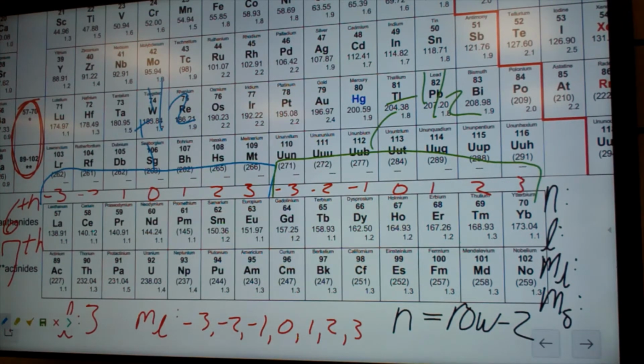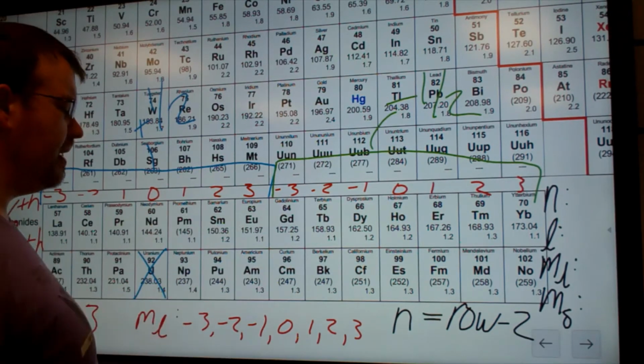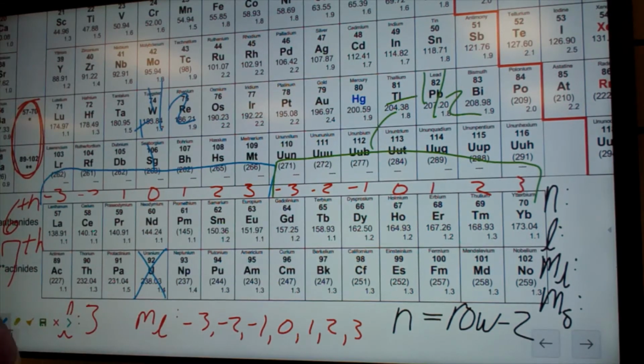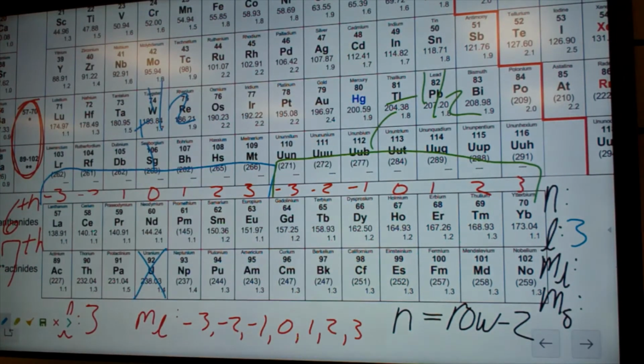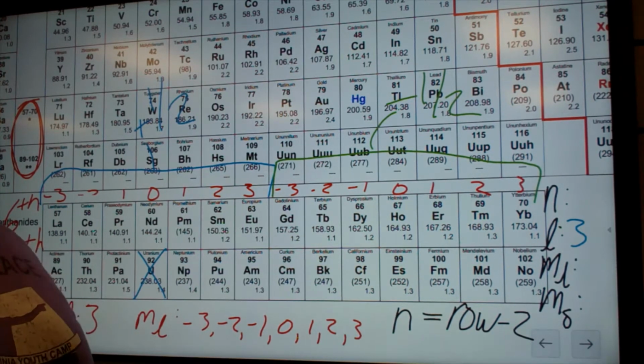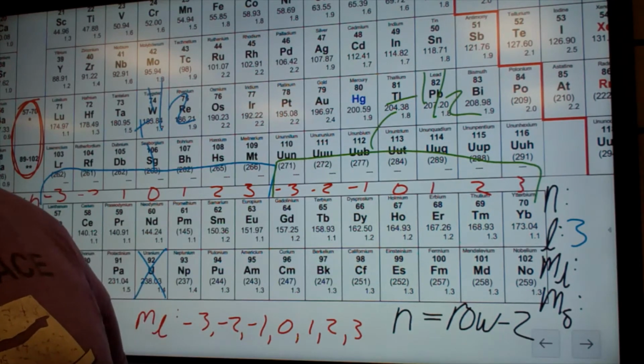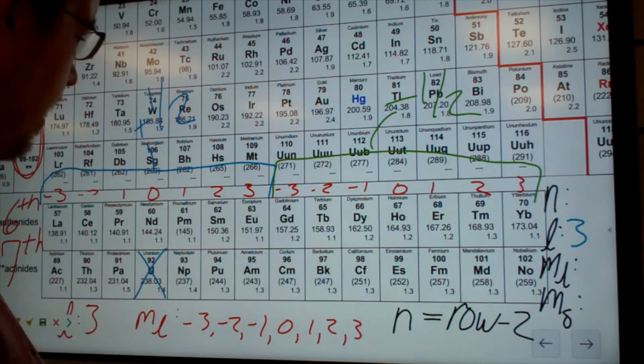Alright, so in this, let's choose our element. I'm going to choose uranium, atomic number 92. I told you guys how I like to start, as always, with L. I'm in the F block, so that means L has to be 3. Mr. Hall, how do you know that? Because I'm in the F block. Remember, S block is 0, P block is 1, D block is 2, F block is 3.